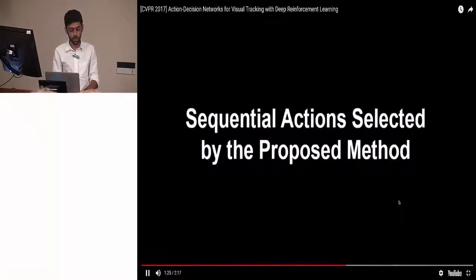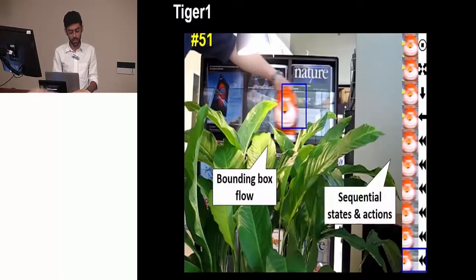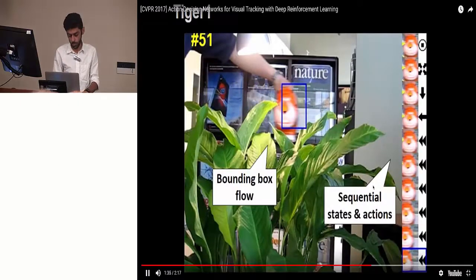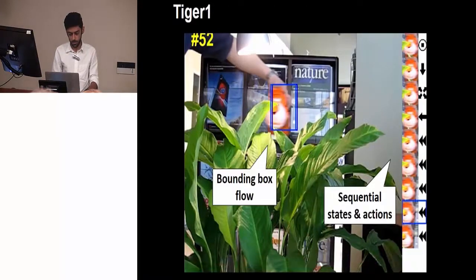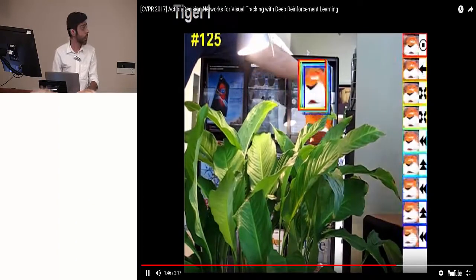Again, occlusions and everything don't affect the algorithm. And this shows the sequential actions that are taken online in order to follow the object. These are basically the actions that are taken at each frame while they're moving the object.